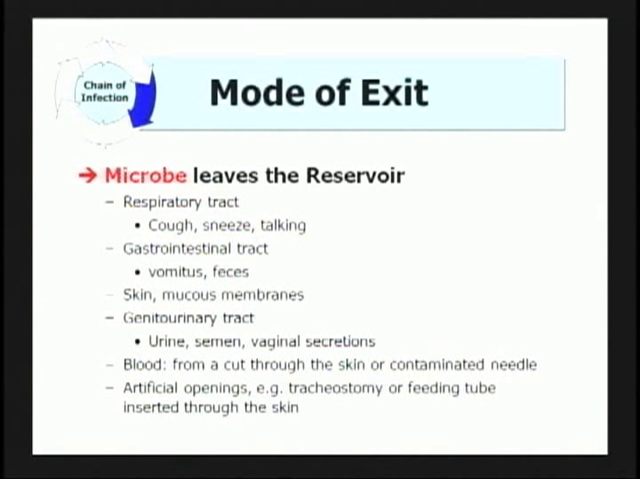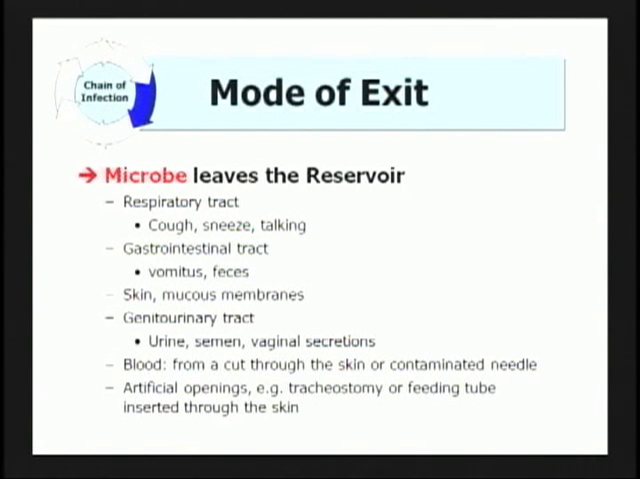So moving on, we've got the infectious agent. We have a place where it's growing and replicating. How does it leave that person to get transmitted? There's a mode of exit. So the organism or the germ has to leave that one resident and somehow move into the environment or be moved to another resident. And how does that happen? Certainly, here are some examples of that.